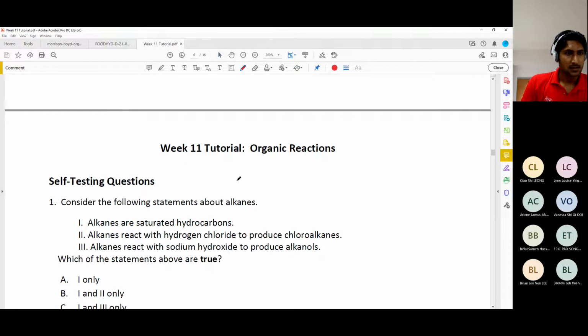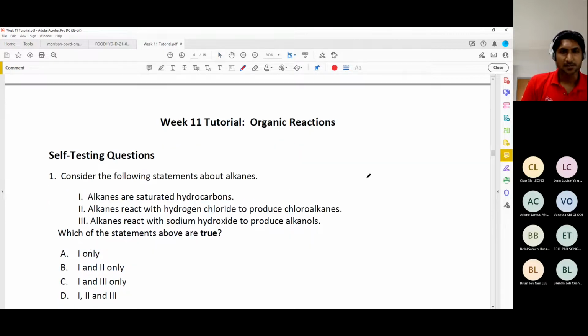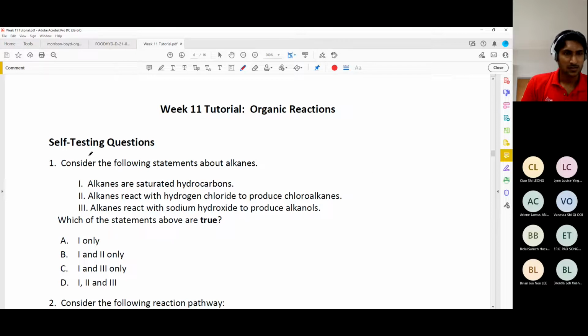All right. So the self-testing questions, some are very simple actually, then I don't need to talk too much about them. So first of all, the first one says, consider the following statement about the alkanes. When we are studying alkane or alkene, be careful of these A and E. If it is an A, it is an alkane, and if it is an E, then it will be an alkene, and the difference between them is alkanes are saturated. There is no carbon-carbon double bond between them.